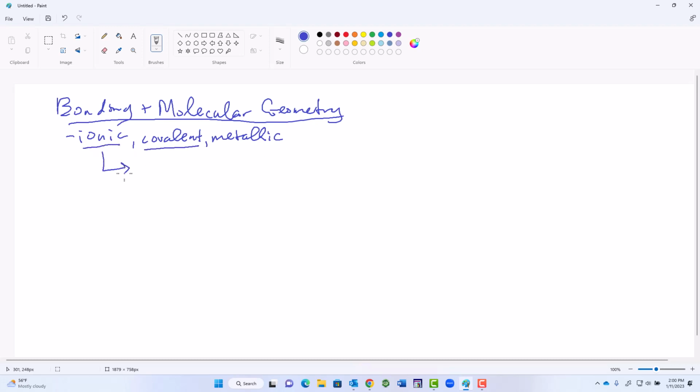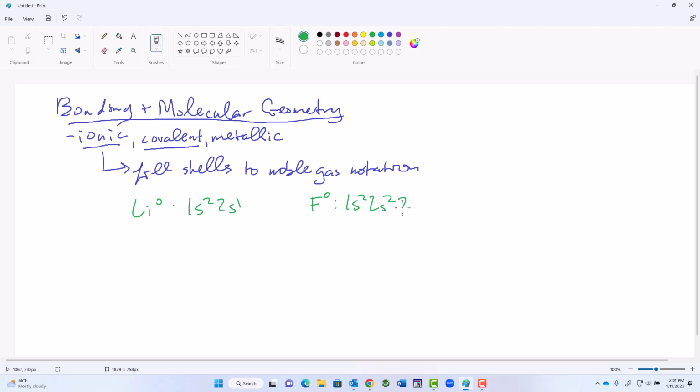So first, to discuss ionic bonds, remember that we're similar to the last video. We're filling shells to be isoelectronic with noble gas notation. So for instance, if we're making a bond between lithium and fluorine, the ground state configuration of lithium is 1s2, 2s1, and the ground state configuration of fluorine is 1s2, 2s2, 2p5.